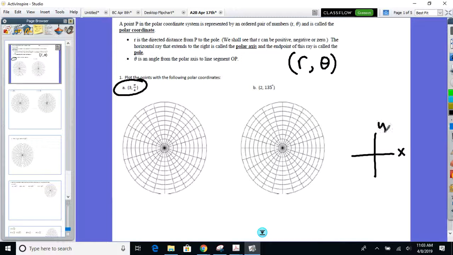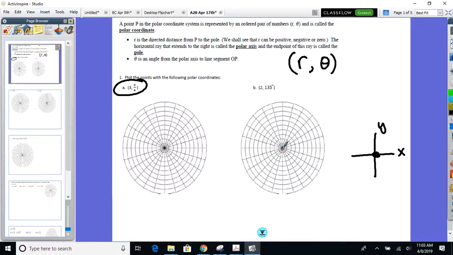On the XY axis, what was the middle point called? It's called the origin. The middle point on your polar graph is called the pole. Not the north or south pole, just the pole. That's where you start. It's like the origin for the X and the Y. So how do I graph these?